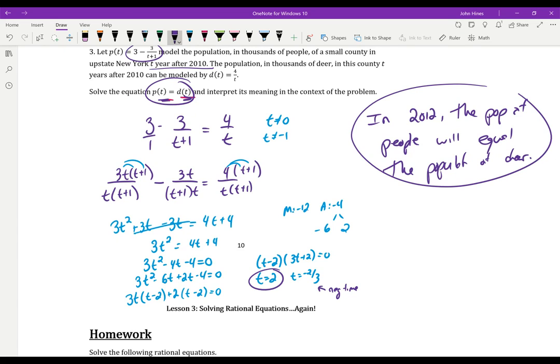So hopefully you found some practice at rational equations here, and that's what we're going to keep on working on.